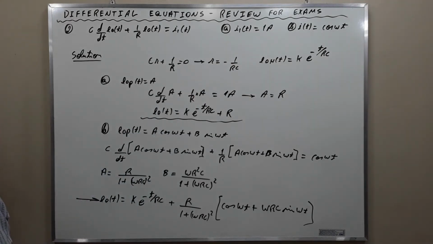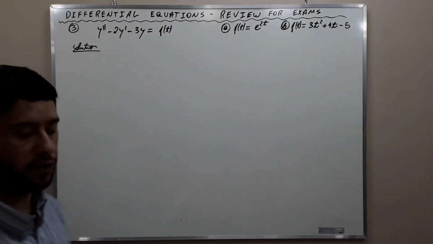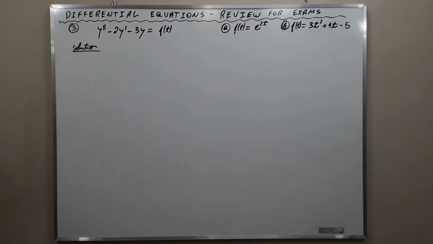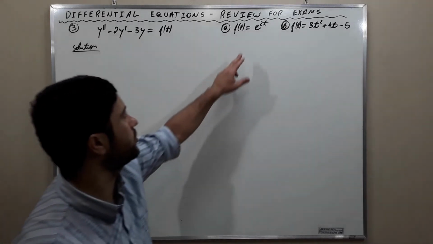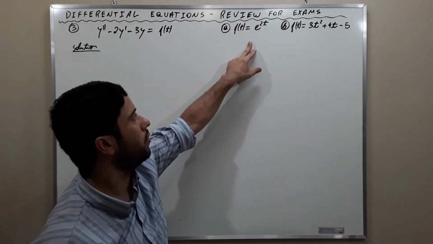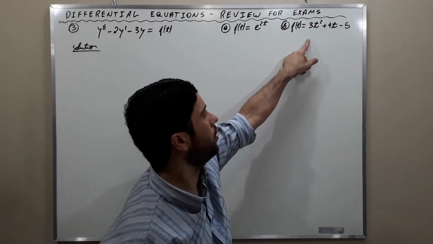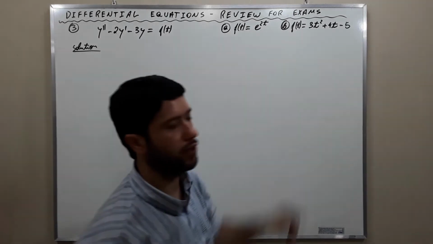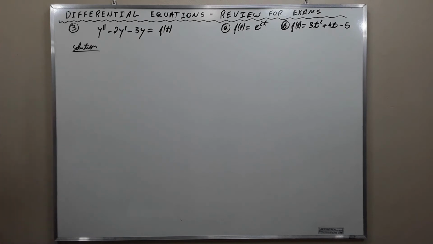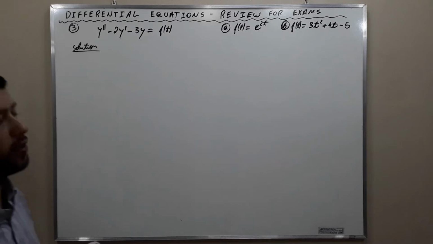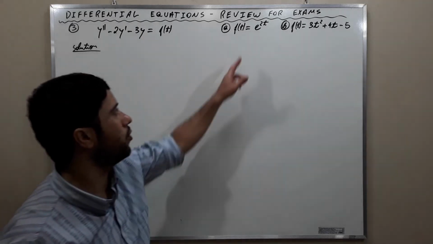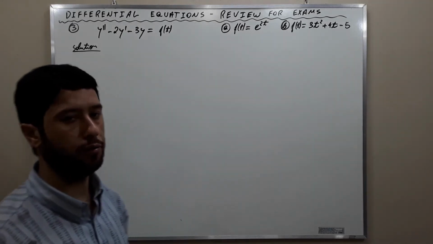Alright, my friends, let's go now to the third exercise. Exercise 3. Find the general solution for the differential equation if the forcing terms are letter A, e raised to the power of 2t, and letter B, 3t squared plus 4t minus 5. Firstly, we are going to find the homogeneous equation, which will serve both cases, and they will be only different in the particular solution.